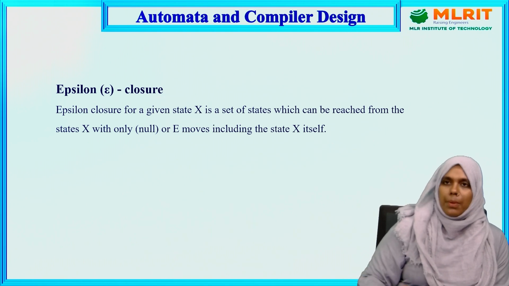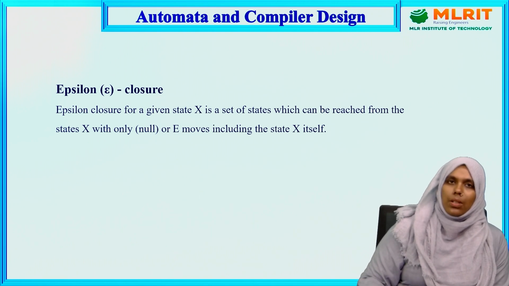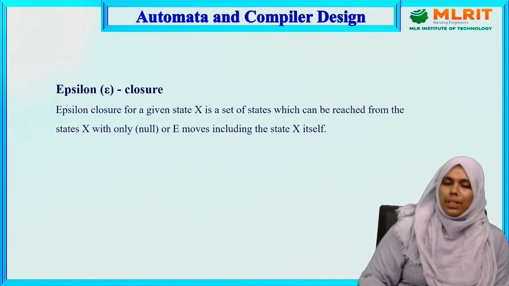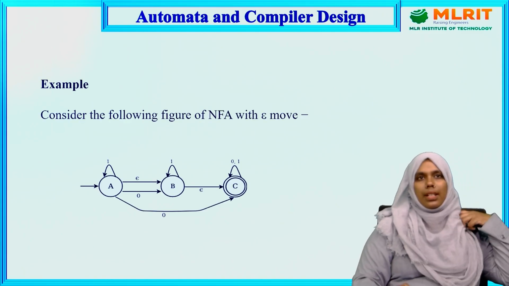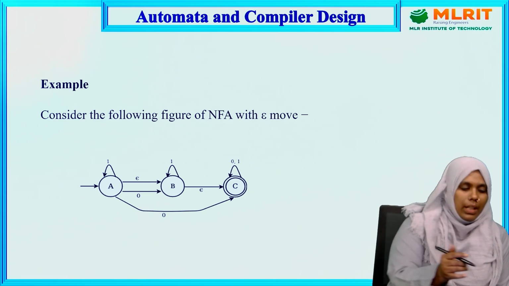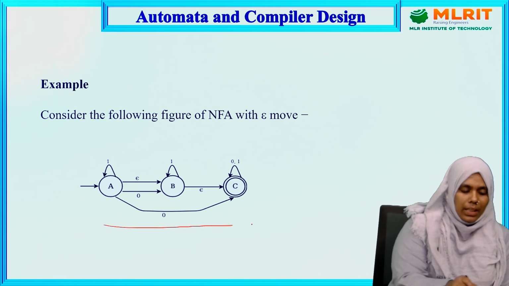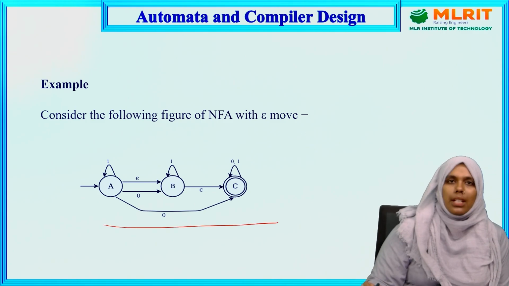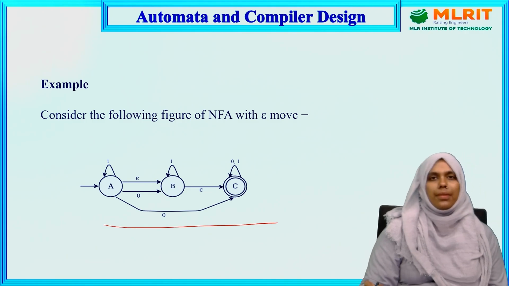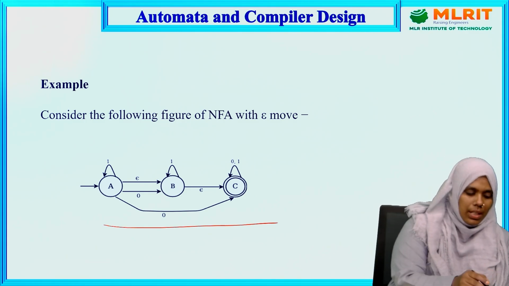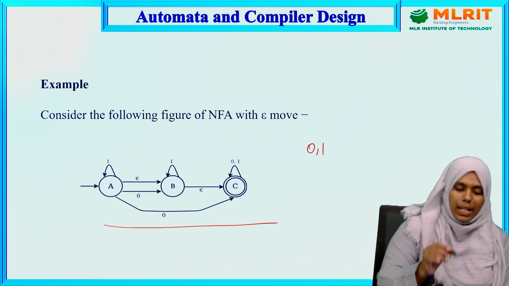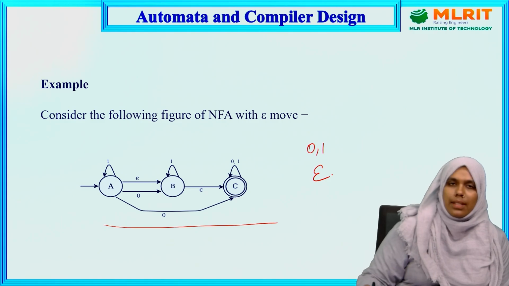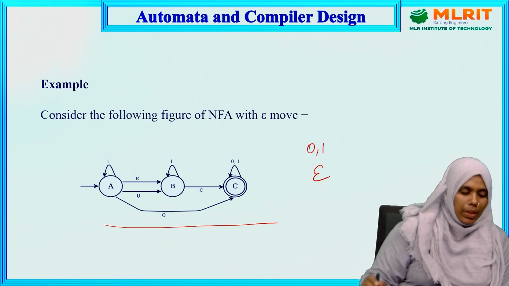Let us see with a simple example how to define the epsilon closure. Then we'll see with an example how to convert the NFA with epsilon to the NFA without epsilon. Consider the following figure with three states. For each and every state, they have the input symbols 0 and 1, and also the epsilon transition. Now we have to find it.